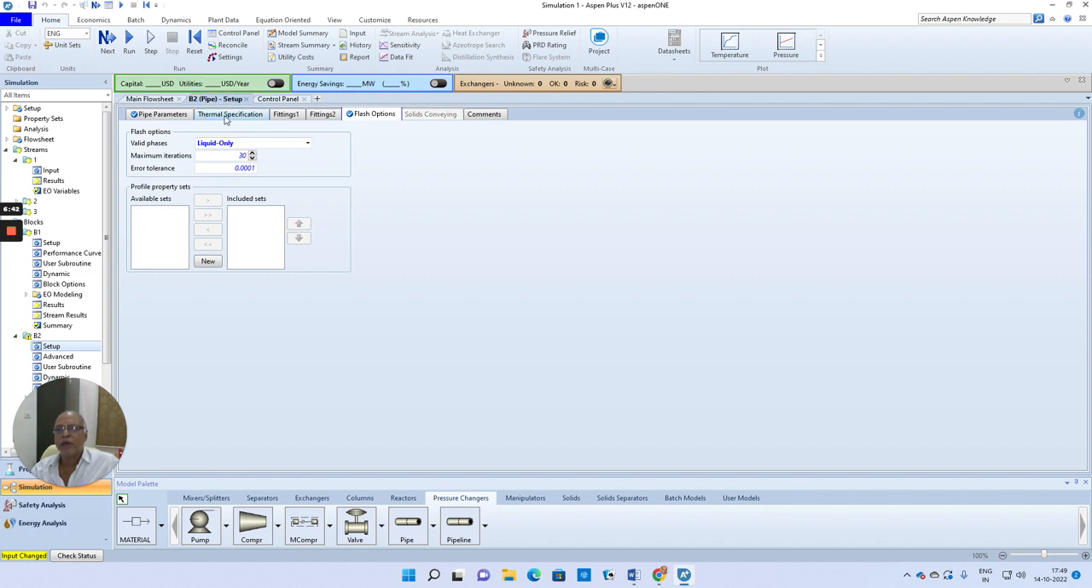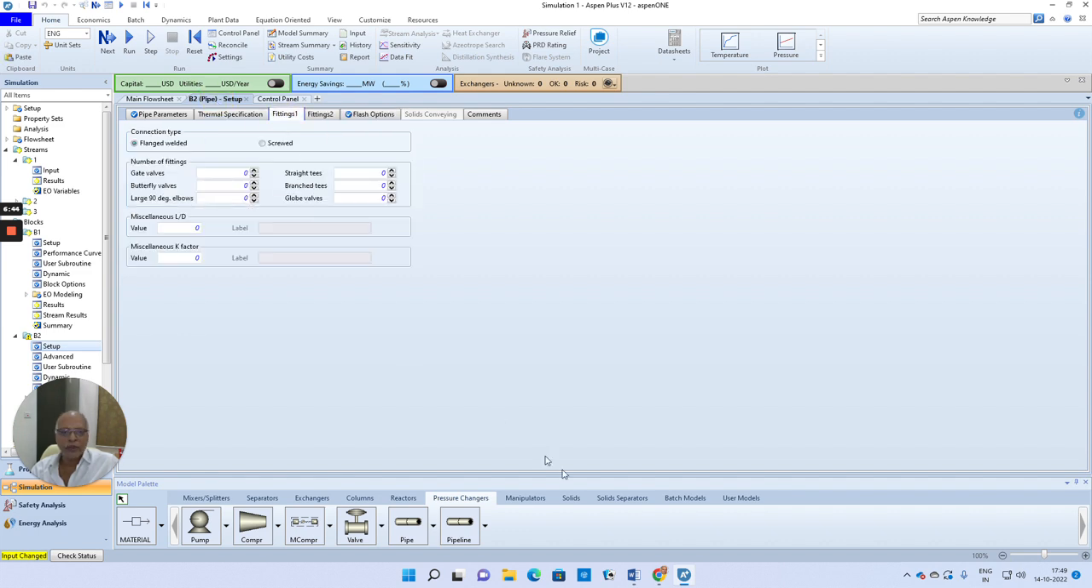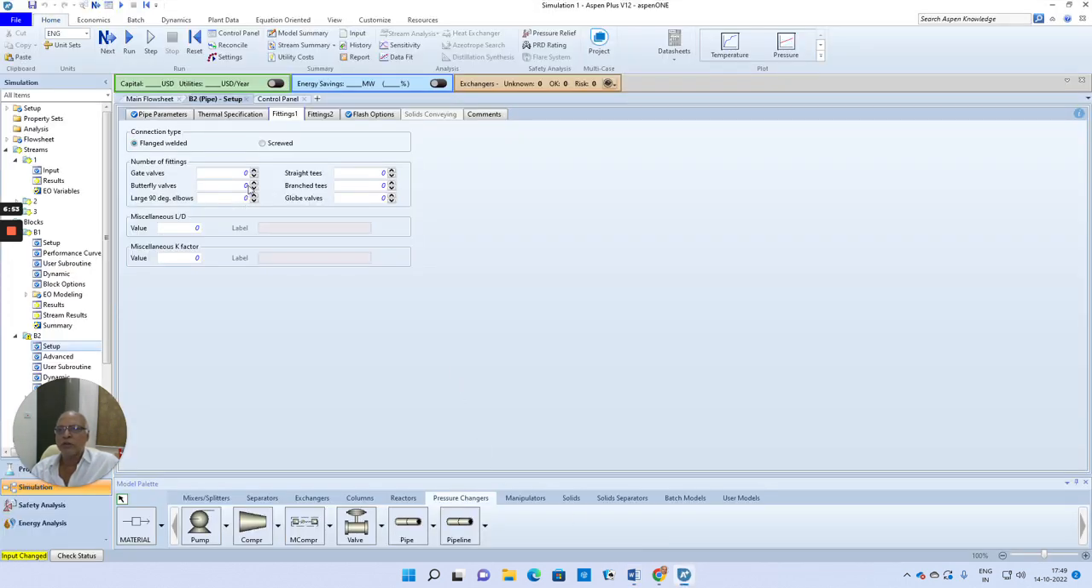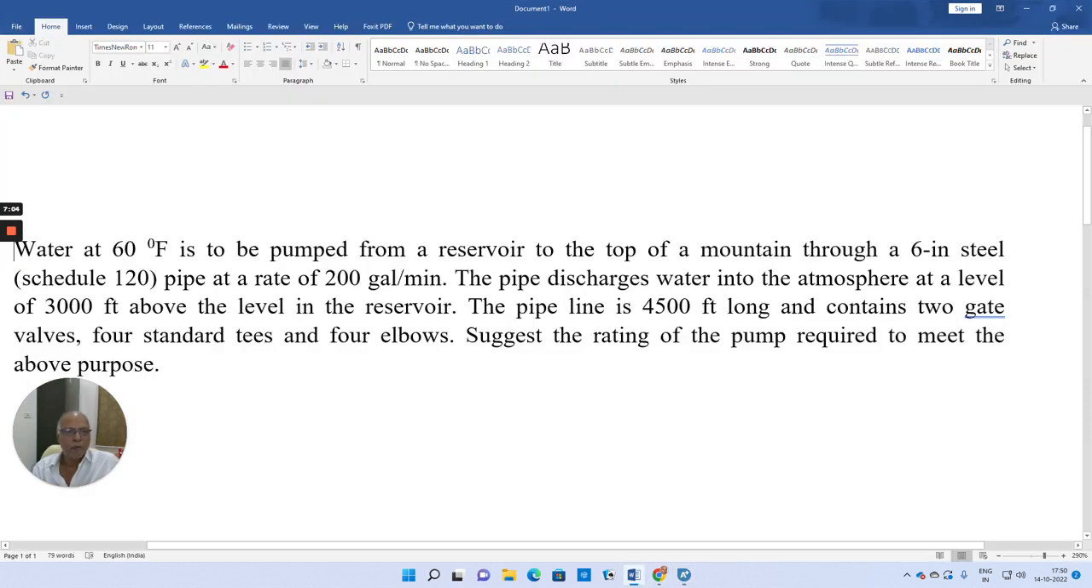Again, within the pipe, you want to talk about some fittings. Some fittings are given in the problem statement: 2 gate valves, 4 standard T's and 4 elbows. So 2 gate valves, standard T's, maybe 4, and what is the other? 4 elbows.